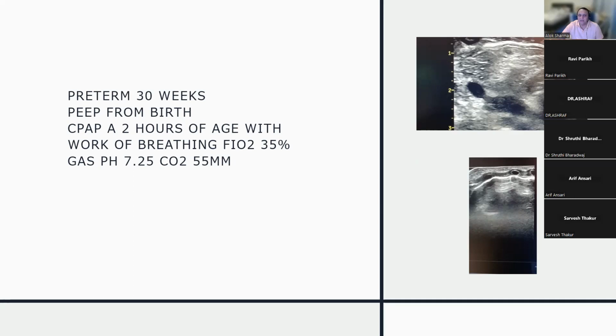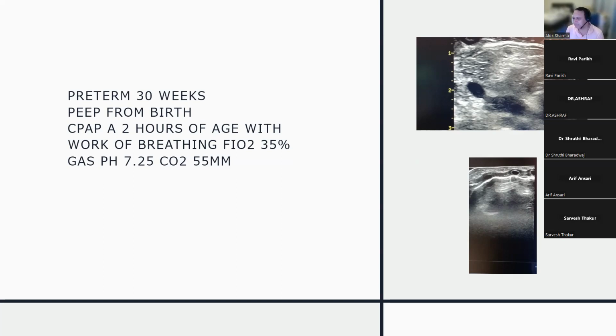By any investigation, we still have to prove that it is RDS before we give surfactant. It may be a pneumothorax, anything we are dealing with. So we need to go for lung ultrasound. I'll show you the ultrasound images. Ravi, carry on. You're saying something.